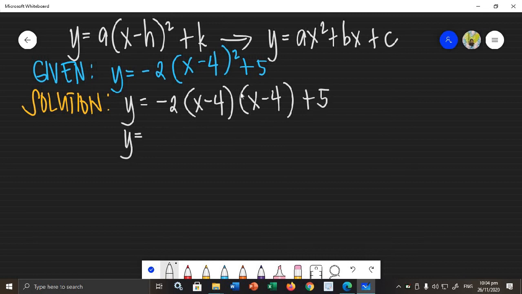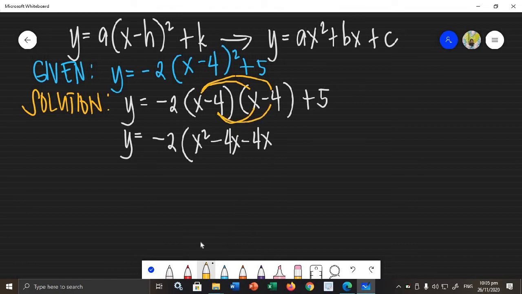And then, let us use distributive property of multiplication. So, in short, FOIL method is just the same kasi you're just distributing. Okay, the variables are the numbers. So, we have negative 2. And then, we need to use FOIL method to solve this. X times x, that is x squared. X times negative 4, that is negative 4x. Then negative 4 times x, that is also negative 4x. And then negative 4 times negative 4, that is positive 16.